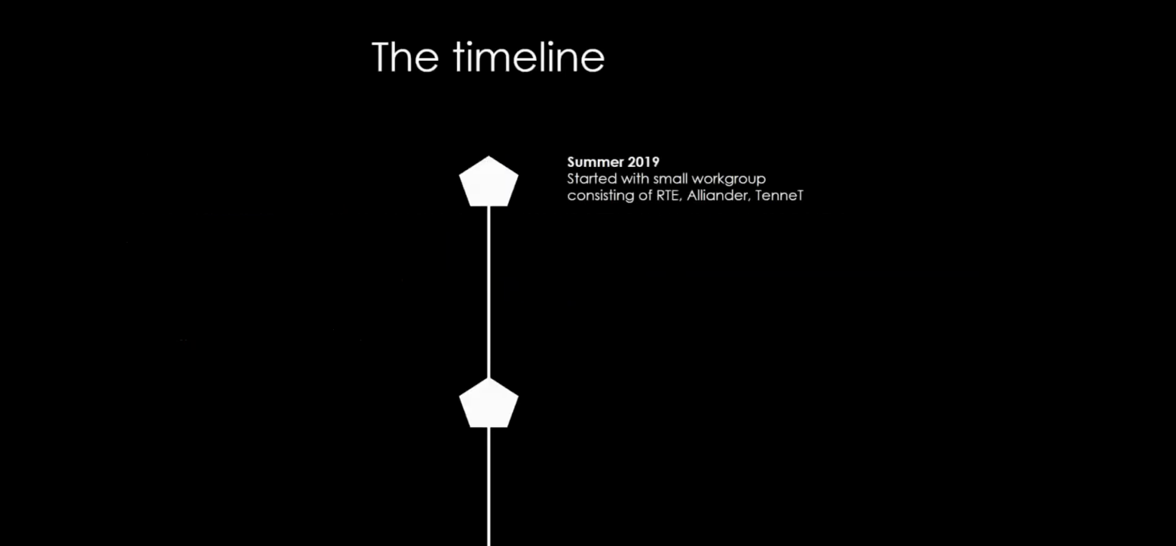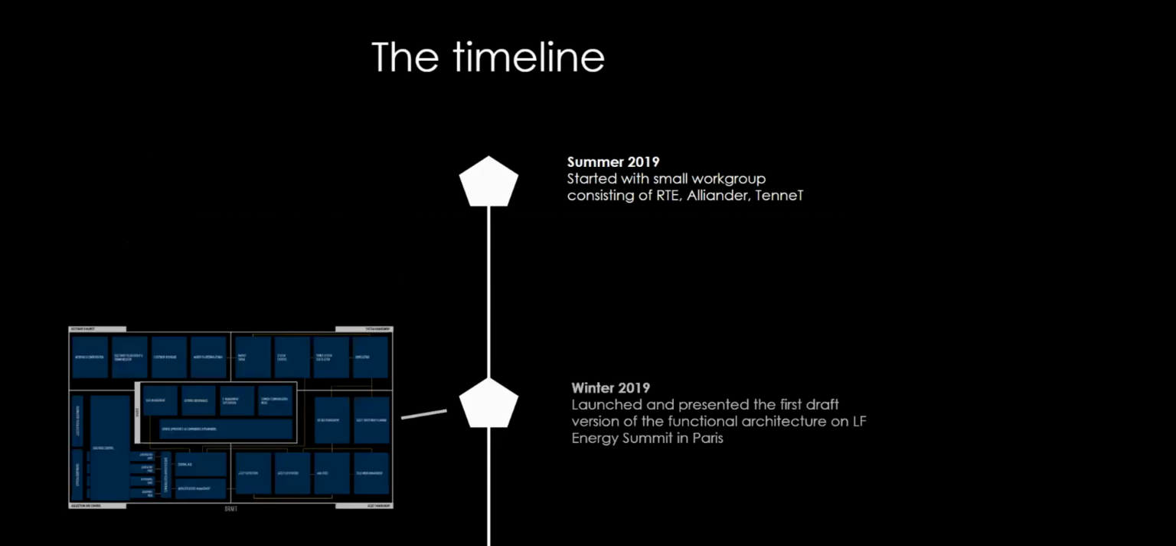So we started with a small working group consisting of me, Benoit, some other colleagues of us from RTE and Alliander, and also some colleagues from Tennet, a large TSO in the Netherlands. Together with this small working group, we worked intensively to create the first draft of the functional architecture that we presented at the LFA Summit in Paris, where we received very many feedbacks, very positive. And it led to new members joining us in the beginning of this year.